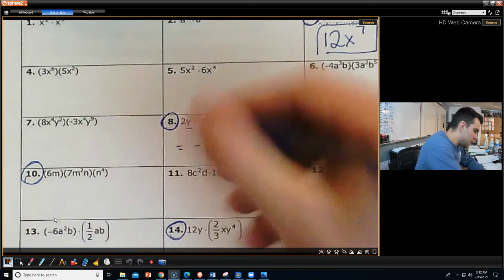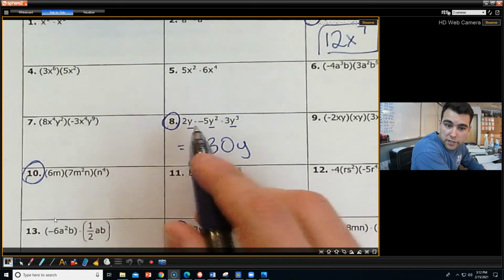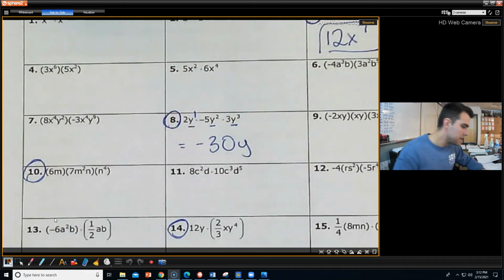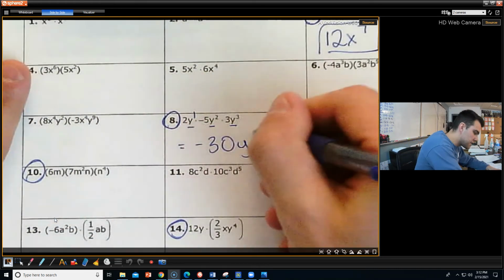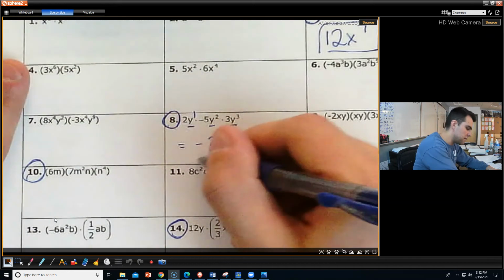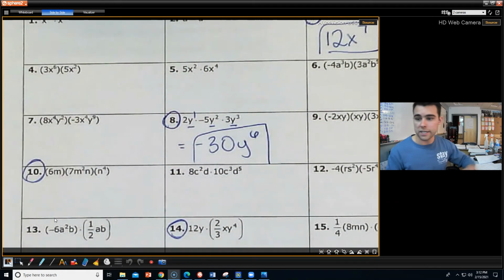So this is, again, if there's no exponent, it's implied it's to the first power. So this is just going to be 1 plus 2 plus 3, which is 6. There we go. Negative 30 y to the 6.